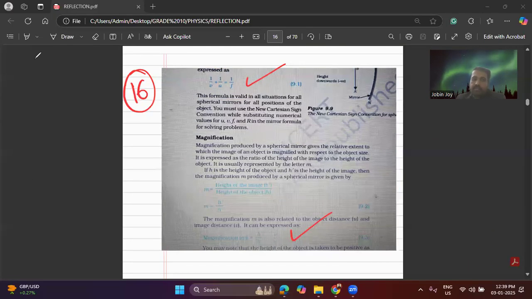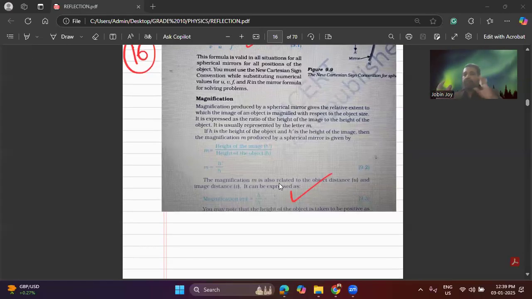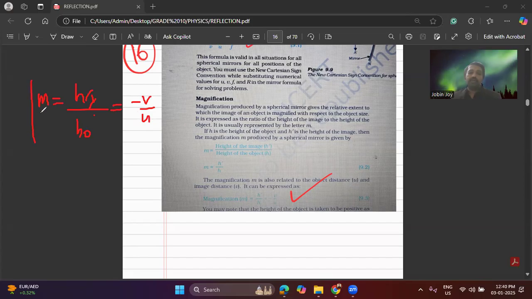Then another equation is magnification. We already discussed that based on the position of the object, the size of the image will be either enlarged, the same size, or reduced. So how will you calculate the magnification? Magnification M is equal to the height of the image HI divided by HO, that will be equal to minus V by U. We will apply these two equations to solve problems related to this chapter.